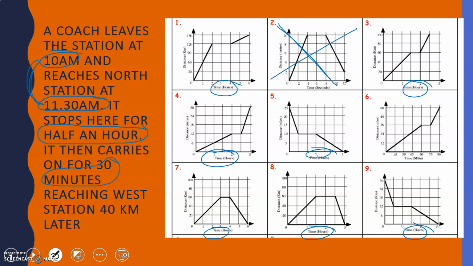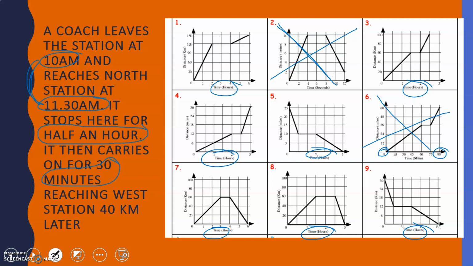Let's look at number 6. Number 6 is in minutes. We're talking about from 0 to about 90 minutes. That's an hour and a half. Well, our first set of motion was an hour and a half, and then we have more after that. So number 6 is not going to work either. Let's start looking at our graphs.